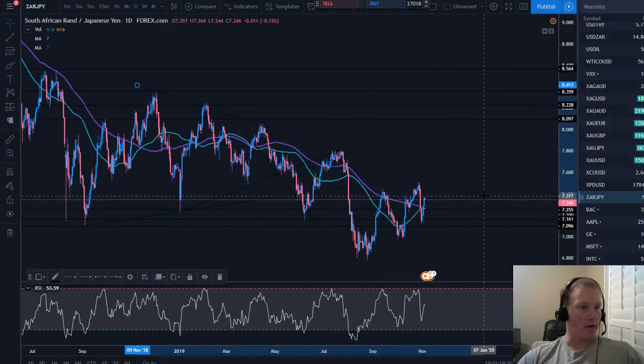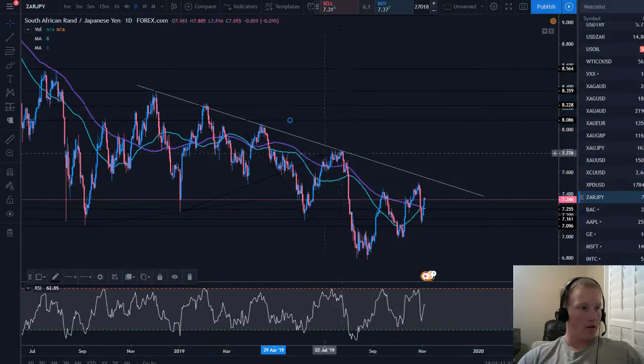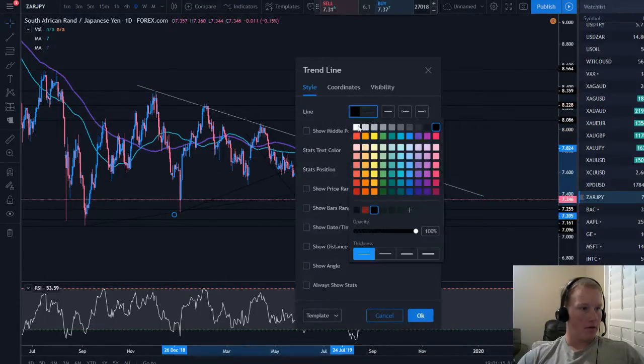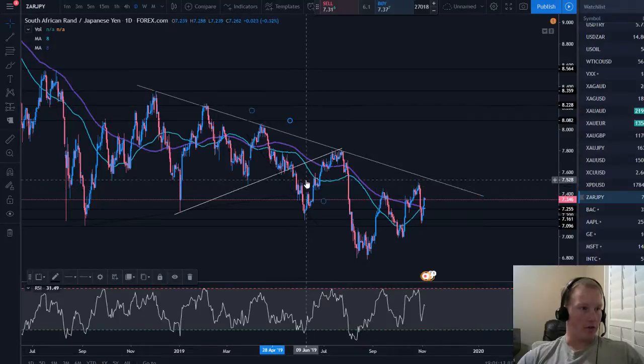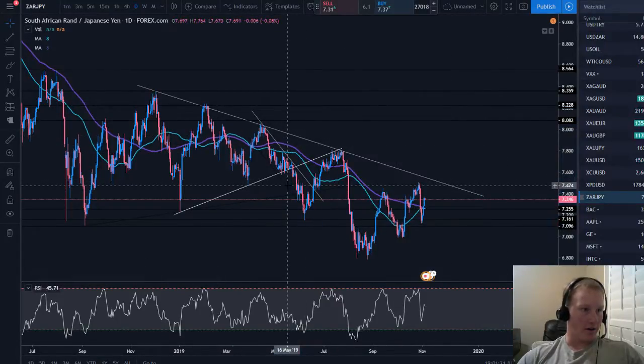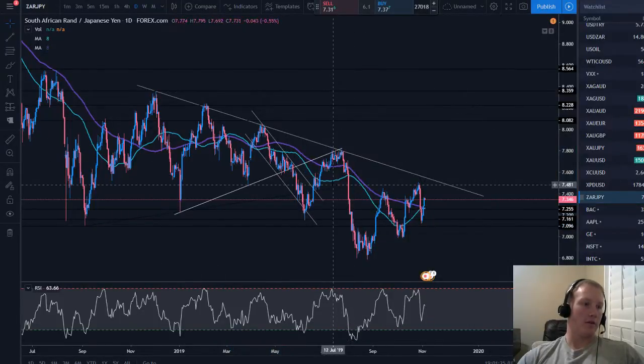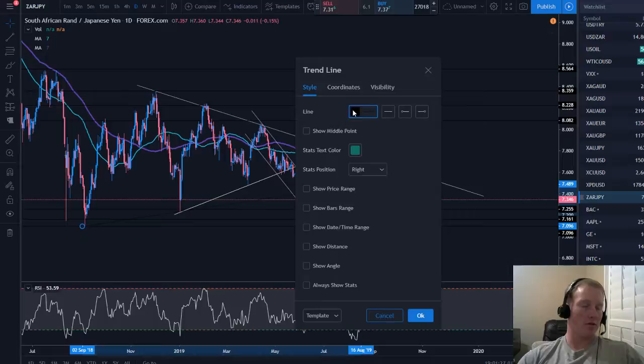I need to update that one. This was a good short setup. I probably missed it because I didn't update my chart. Actually, no, I don't think I did miss it. I think I got stopped out. I got spread. The spread ruined me, of course.